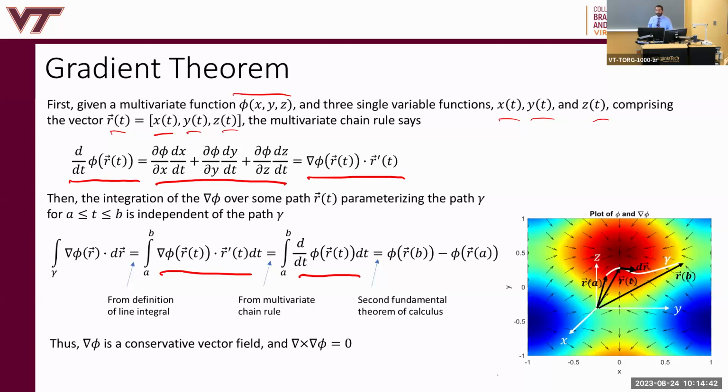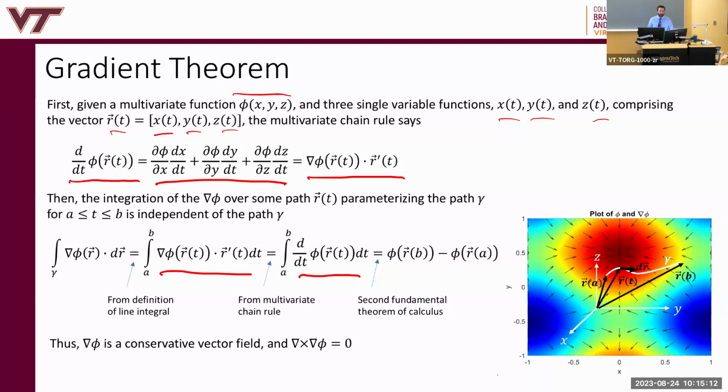What does that mean if it only depends on the endpoints? It means that the value of the integral of the gradient over some path gamma is independent of the path. It only depends on the endpoints. I could choose any path, I get the same result. And thus we conclude that the gradient of phi is a scalar, or sorry, it's a conservative vector field. We already know that, right? And we can also then say that the curl of the gradient of phi is equal to 0. There's no curl.